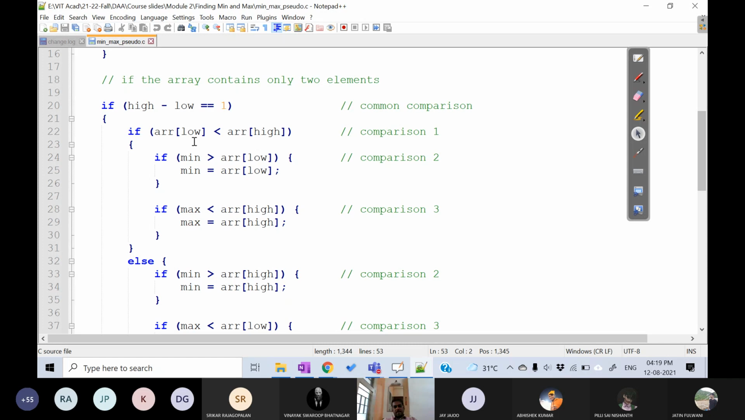And if array sub low is less than array sub high. So here a little more things to be done. First of all, you need to identify the minimum element among those 2 elements. That is what is done in line number 22. And then compare with the existing minimum and assign accordingly. If the minimum value is greater than array sub low, that is, array sub low is less, then you can assign minimum as this, or else you can assign maximum as this array sub I.